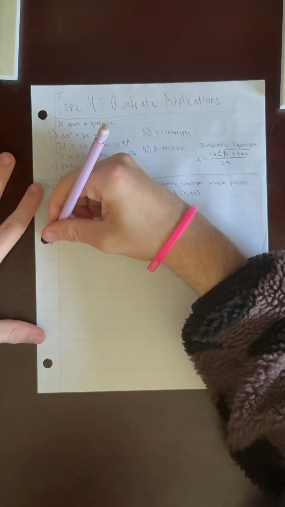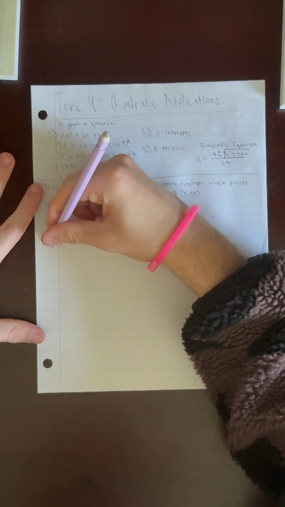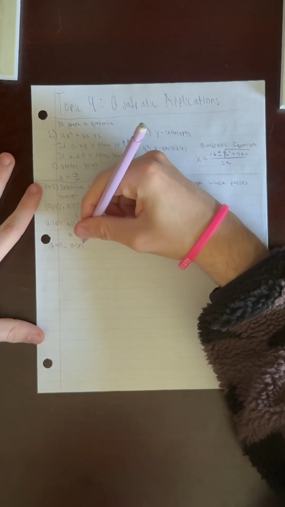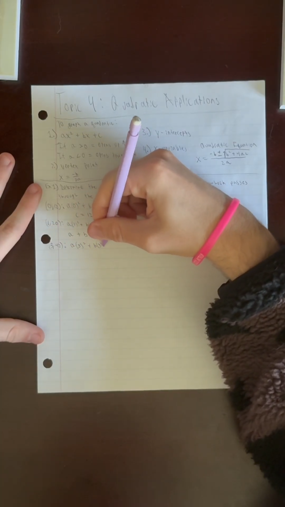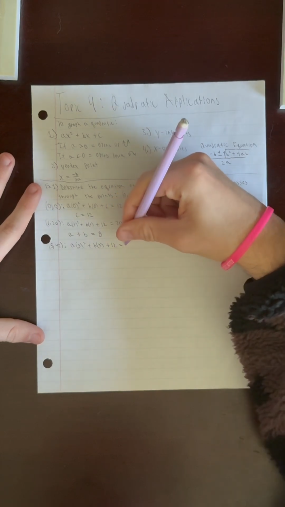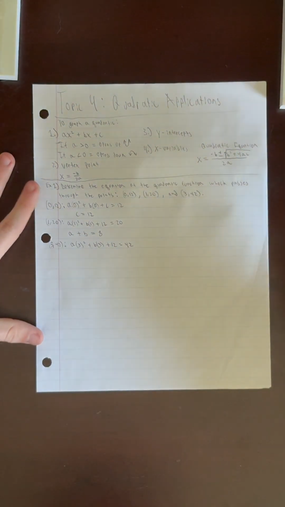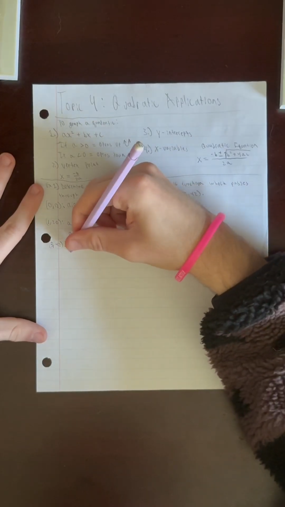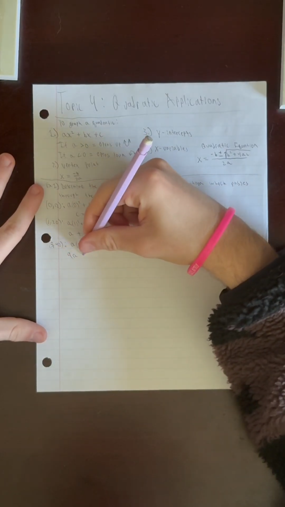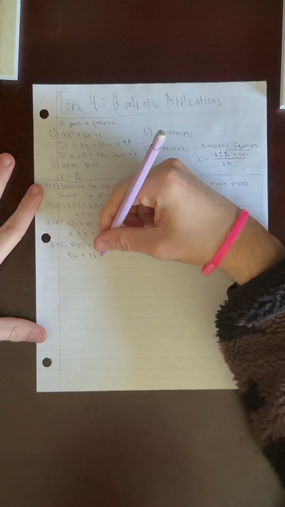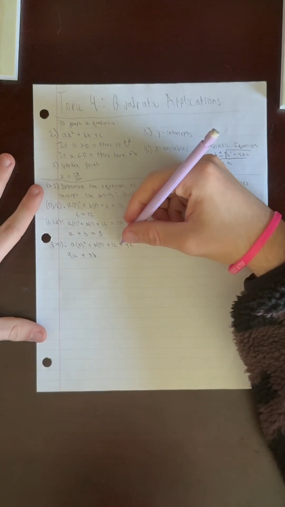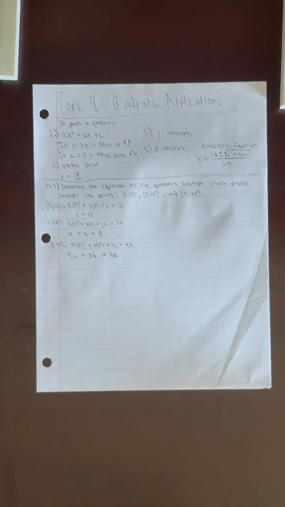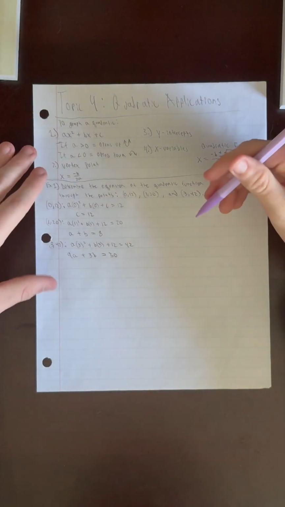Now we'll do our last coordinate, which is (3, 42). So a(3) squared plus b(3) plus 12 equals 42. So for this one, we do our 3 squared, 9a plus 3b equals 42 minus 12, which is 30. Okay, so we already have our c. Now we need to find our b and our a.